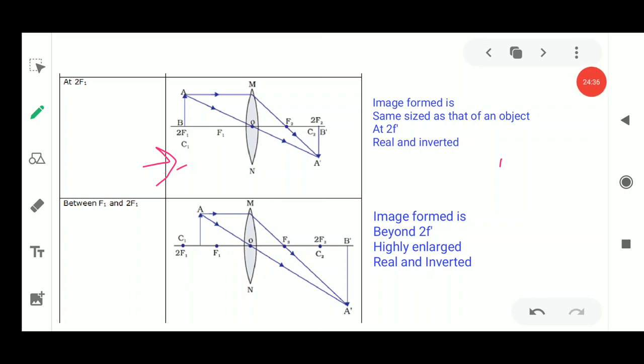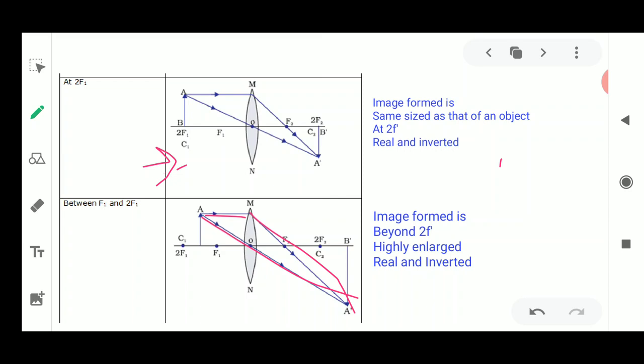So what kind of image is obtained here? Whenever the object is placed between f1 and 2f1, what kind of image is obtained? Let's see. The rule remains the same. A ray of light parallel to the principal axis always passes through the focus. A ray of light passing through the optical center crosses it undeviated. Where these two rays meet, they form the image.